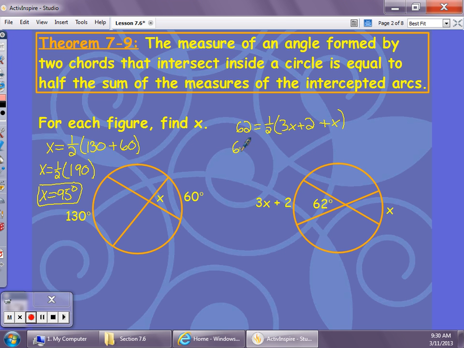So if we start solving our equation, 62 is going to equal 1/2 of 4x plus 2. So remember, to get rid of the 1/2, we're going to multiply both sides by the reciprocal, which is 2. So we have 124 is going to equal 4x plus 2. And then from here, we can just solve our two-step equation. So subtract 2 from both sides. So we now know that 122 is going to equal 4x. And when we divide both sides by 4, we're going to get a value of x that is equal to 30.5.